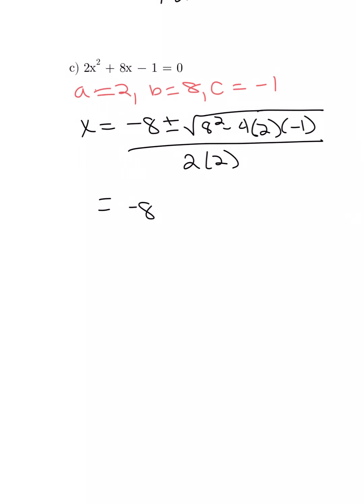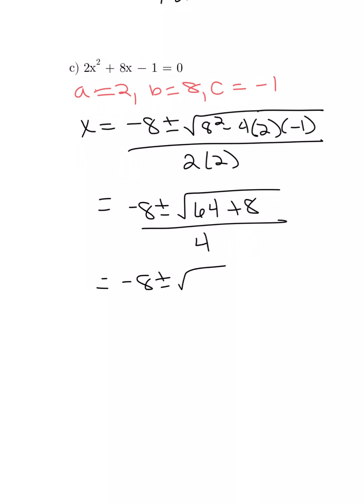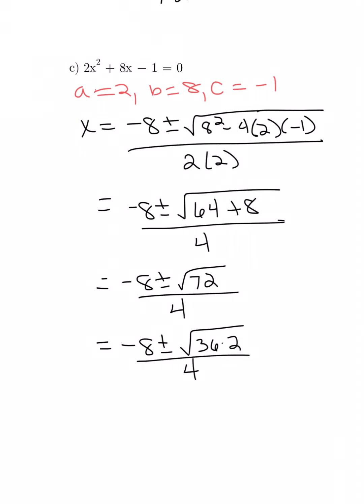So we have -8 plus or minus. Now, inside our square root symbol, we're going to have 64. -8 times -1 gives me +8 all over 4. Do the addition of the square root, and we get -8 plus or minus the square root of 72 over 4. Looking at this square root, it does simplify. So we're going to break that square root of 72 into 36 times 2. And that's all over 4.